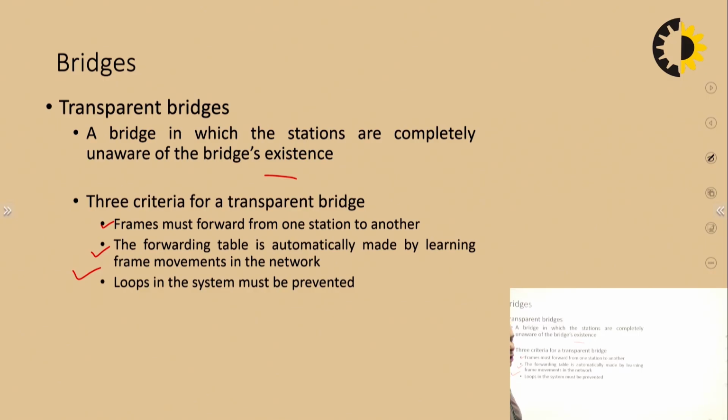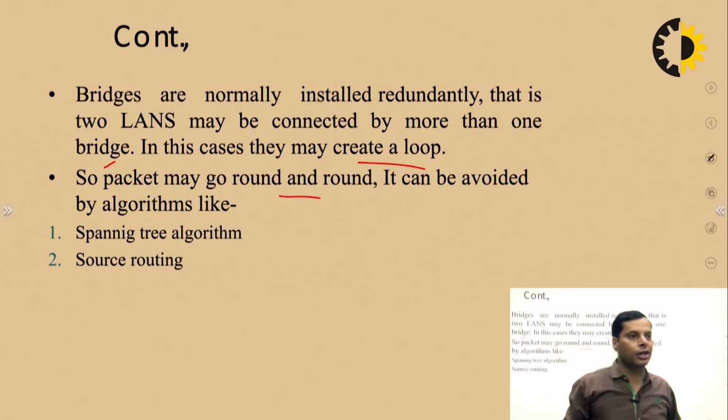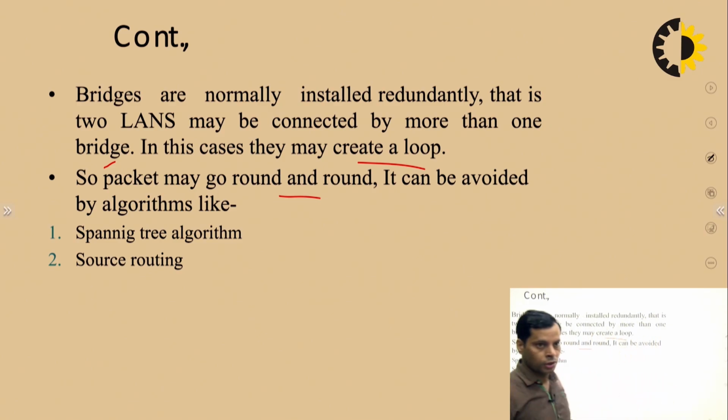So what is this? Now we will see. Bridges are normally installed redundantly, that is, two LANs may be connected by more than one bridge. In this case, a single LAN can be connected with bridge 1, 2, 3, X, Y, Z, but then they may create a loop. So the packet may go round and round, because the bridges are not able to identify the actual destination and how the packet should be moved. This issue can be resolved with the help of the spanning tree algorithm or the source routing algorithm.